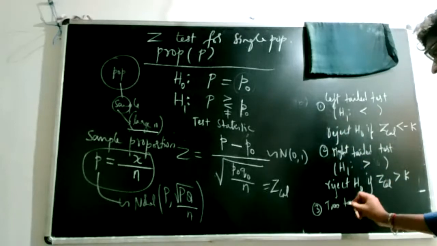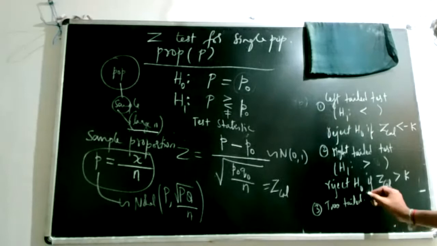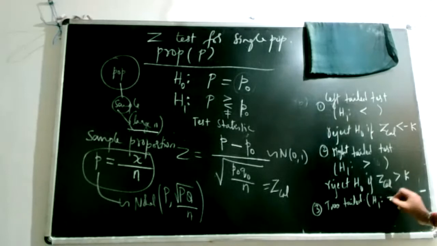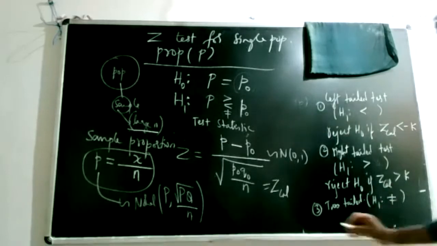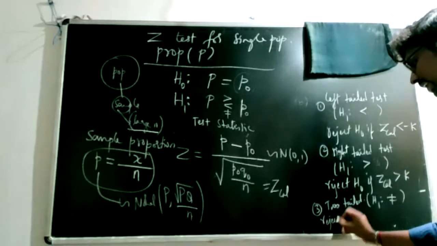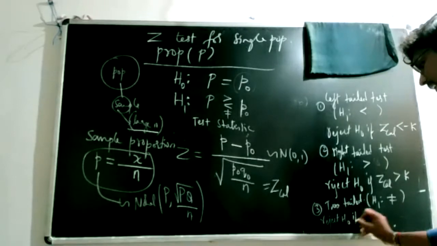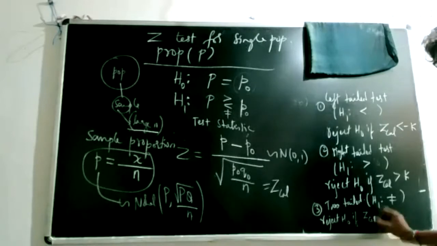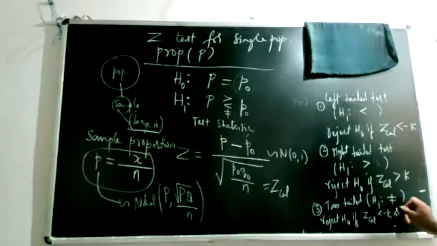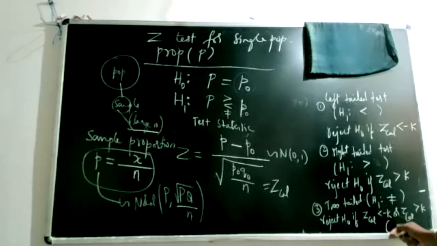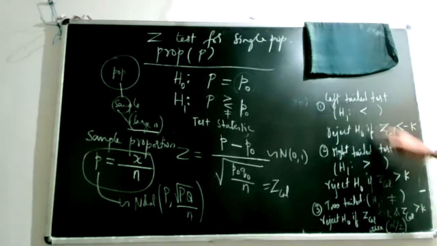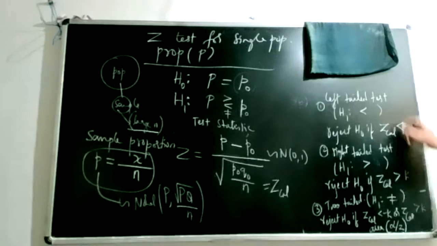So two-tail test happens when your alternative hypothesis is of the form not equal to. In that case, we reject H naught if our Z cal is less than minus K or Z cal is greater than K, provided the rejection region on both the tails has an area of alpha by 2. So here the rejection region will have area as alpha.